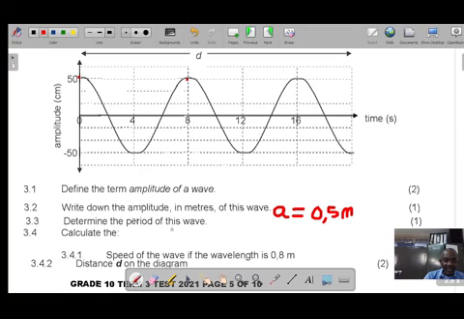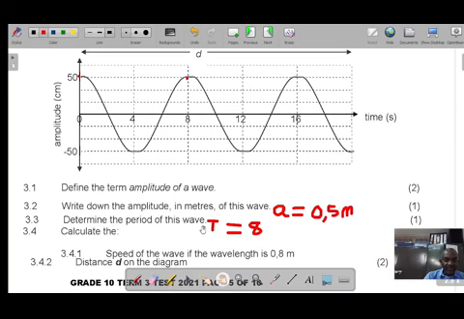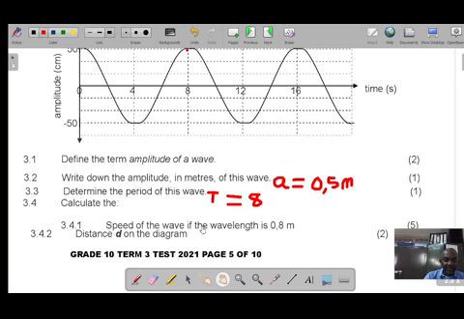So our period is 8 seconds, guys. Okay. Now here they said calculate the speed of the wave if the wavelength is 0.8 meters.